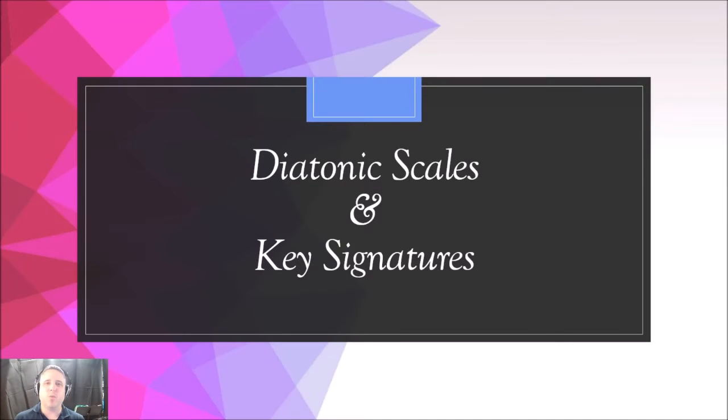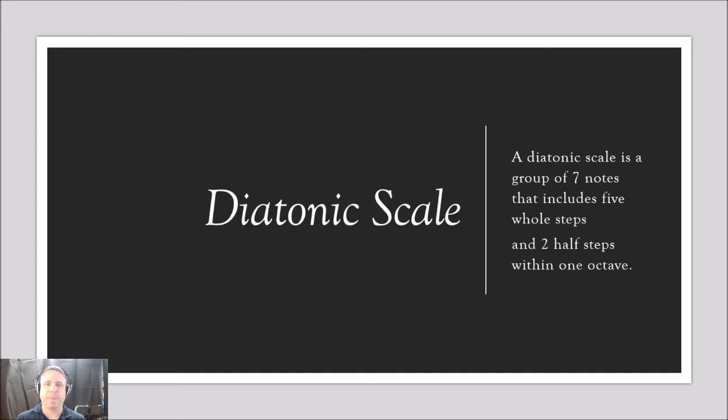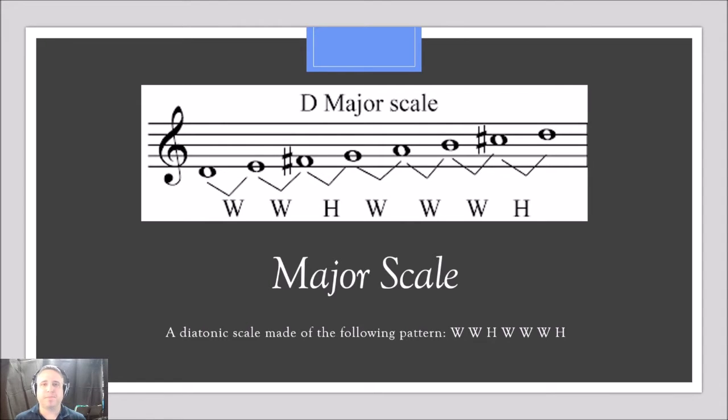In this video, we're going to talk about diatonic scales and key signatures. A diatonic scale is a group of 7 notes that includes 5 whole steps and 2 half steps within one octave. That is, a scale beginning and ending on the same note, just an octave apart.